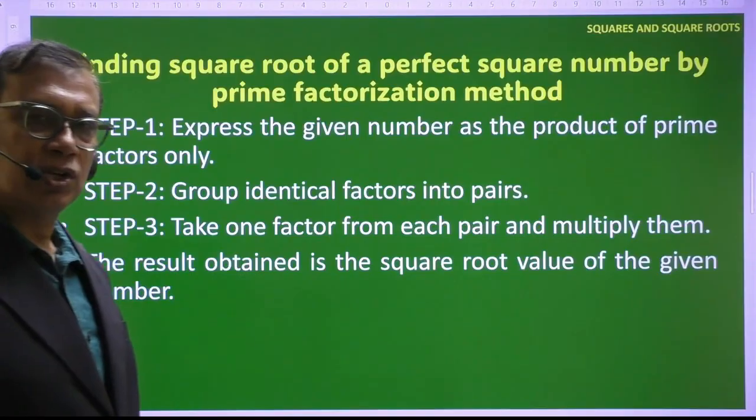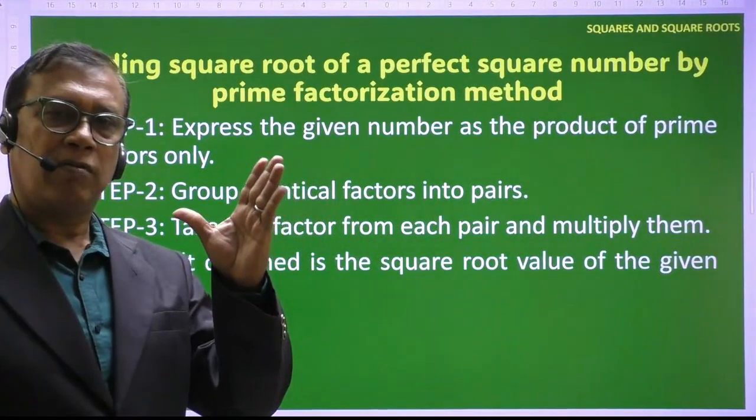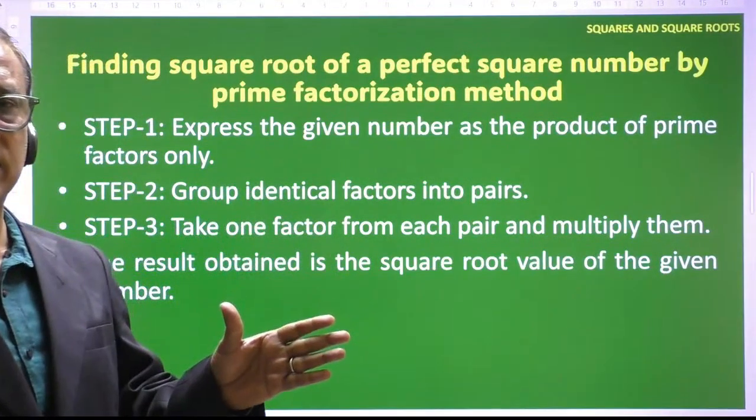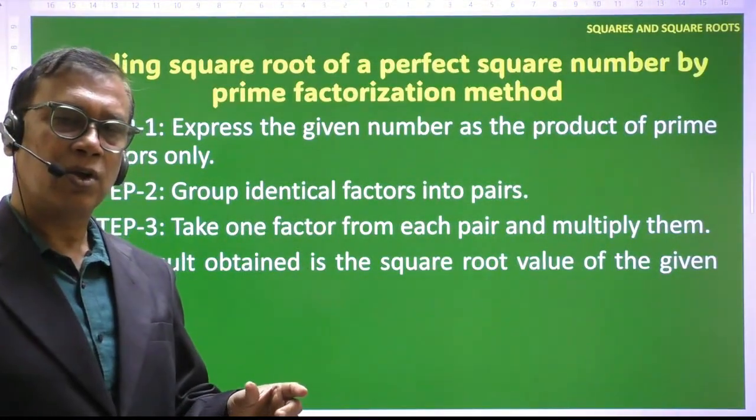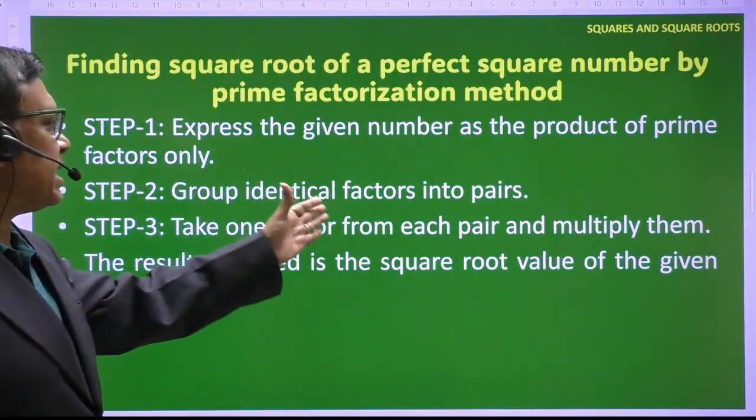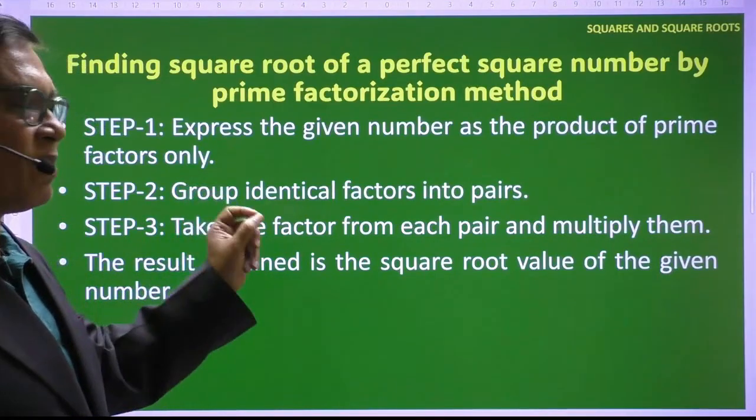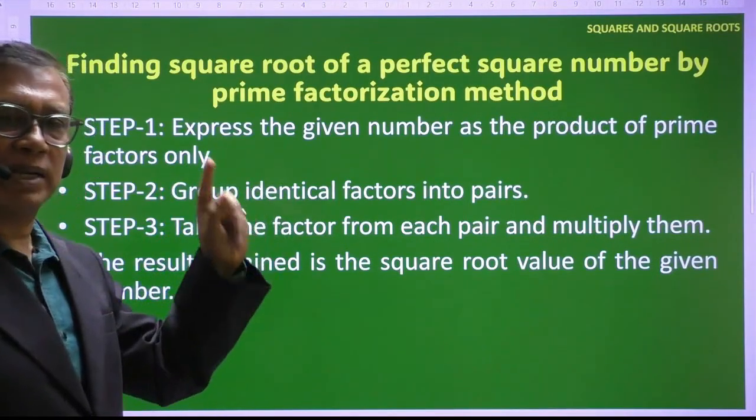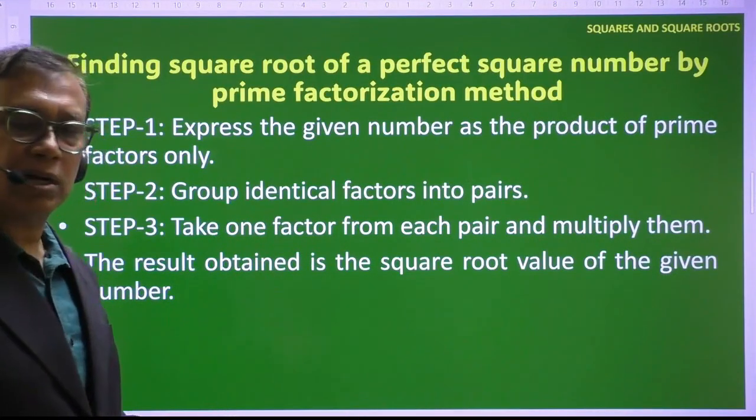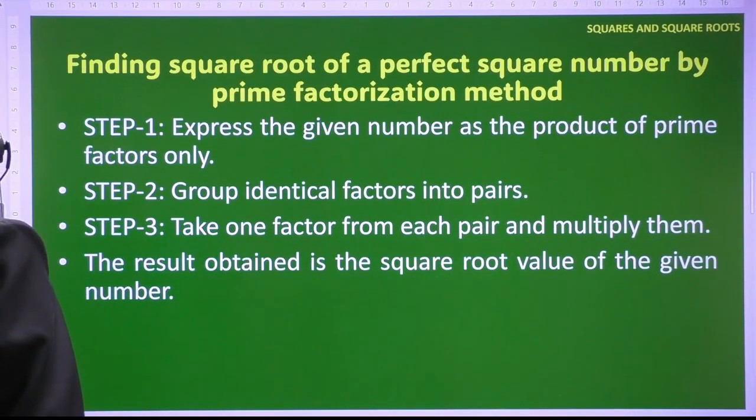Is it clear? So what we have to do? First, the given number we have to factorize. We have to find out the prime factors. We have to express the given number as a product of prime factors. We will group the identical factors into pairs, and now take one factor from each pair and multiply them. The result obtained will be the square root of the given number. So now take one example, it will be more clear.